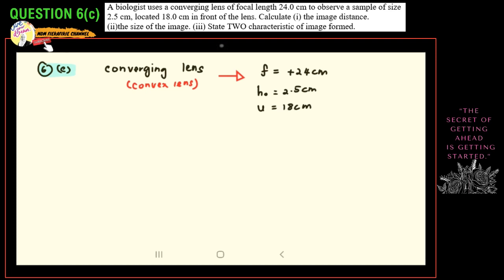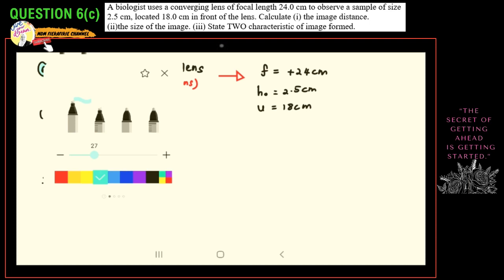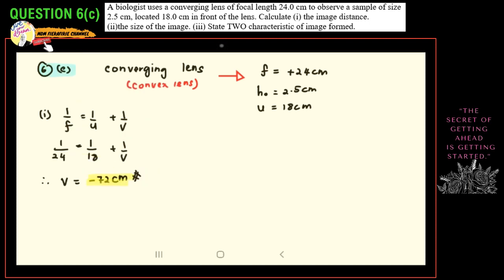So let's calculate the image distance. So number one, this is very simple. We want to calculate the image distance. Okay, so just substitute all the values. 1 over 24 equals 1 over 18 plus 1 over V. Therefore, V is equal to negative 72 centimeter. Okay, make sure you practice pressing your calculator carefully. Don't press the calculator wrongly.